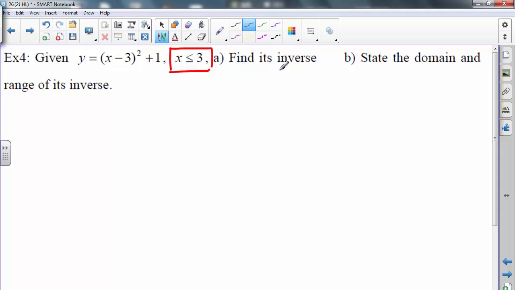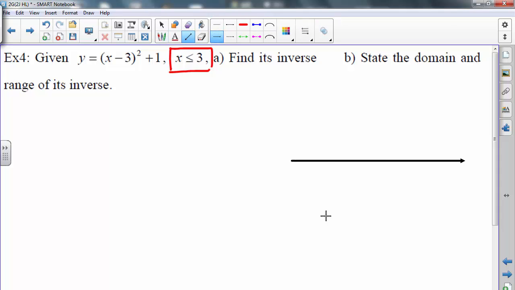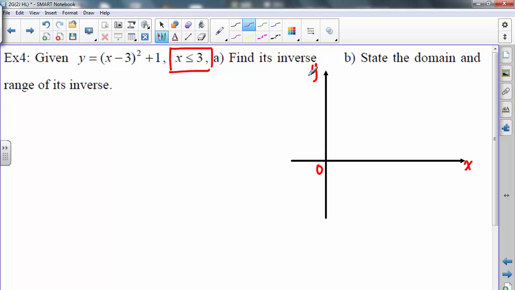We need to find its inverse. Through this question, we will know this quadratic function on this domain has its inverse. Anyway, let's use the graphing to help us set up some ideas first. Let's look at this quadratic function first. This one is the vertex form, which means I can get to the vertex right away.